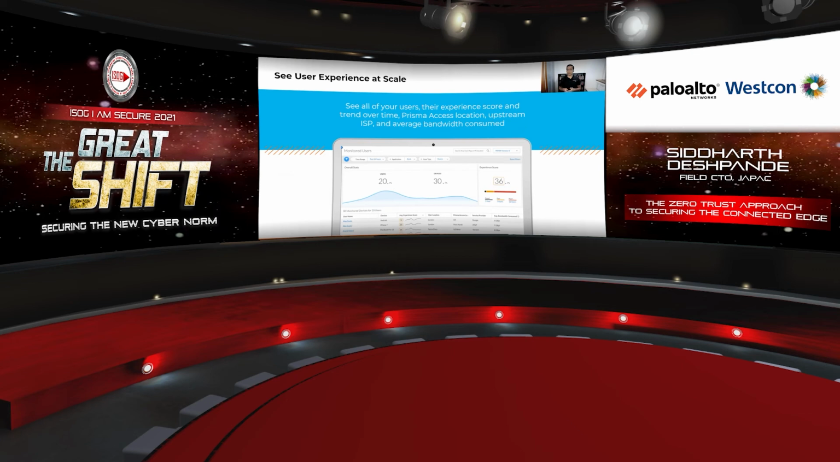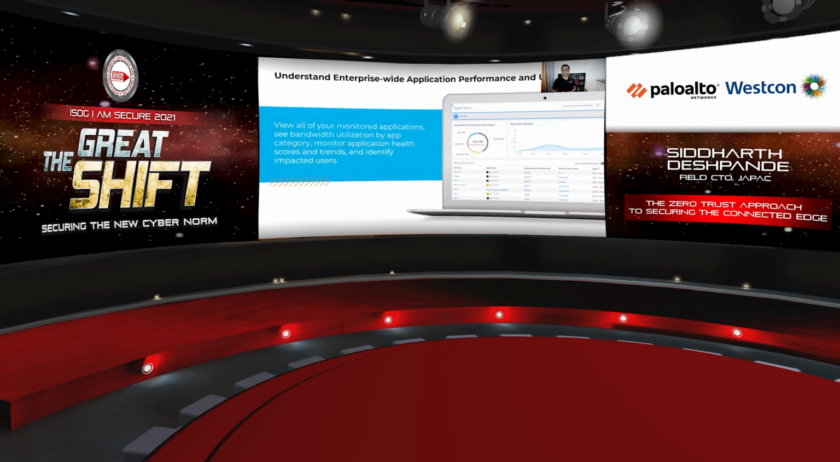So you're actually able to see all of your users, the experience score. You look at which Prisma Access location, which is our security as a service stack, where they're connected, upstream ISPs, bandwidth consumed. So you can actually drill down at a user level. So if you're getting calls from specific users, you can get a lot of insight within a couple of clicks into their behavior and their application performance and utilization. You can look at it from an application level as well, where you can see the bandwidth utilization by app category. Look at users that are identified as having issues with specific applications and so on.